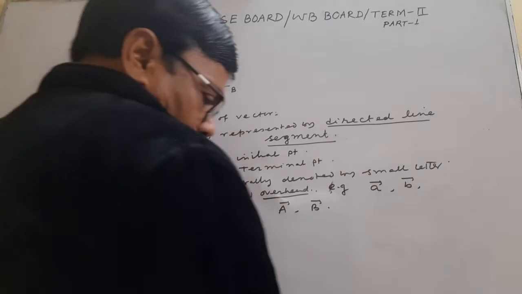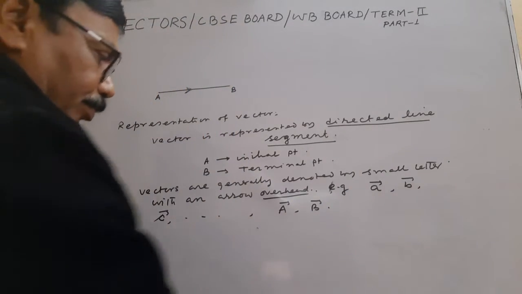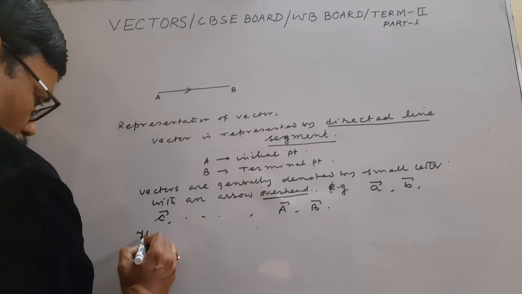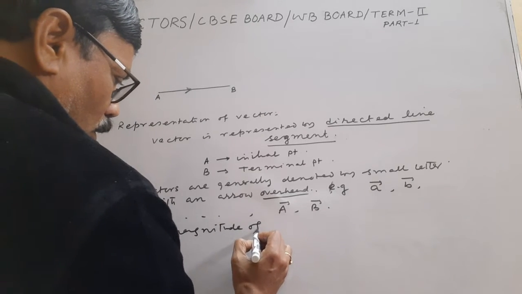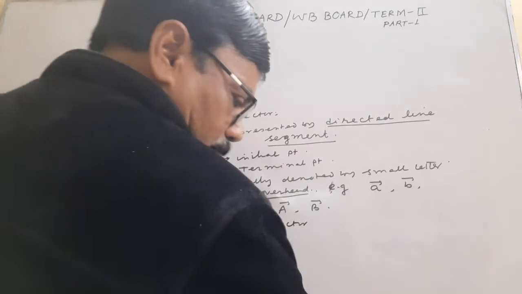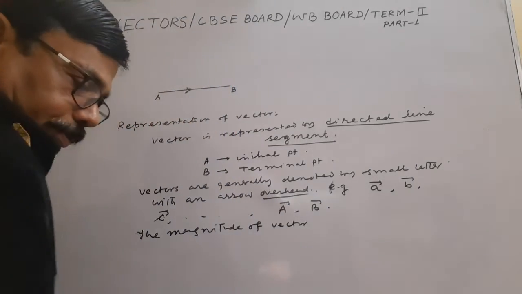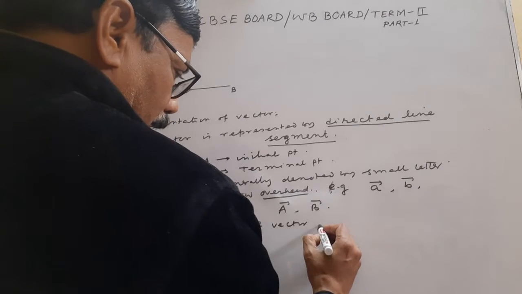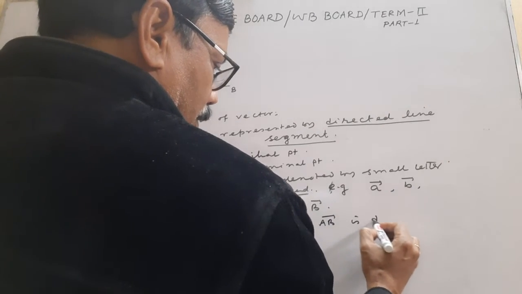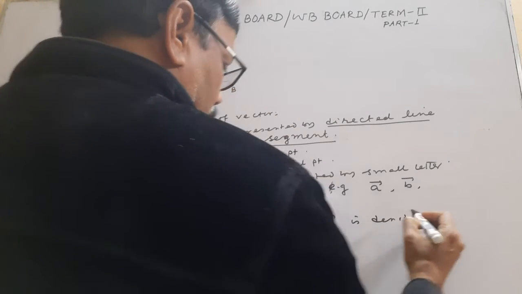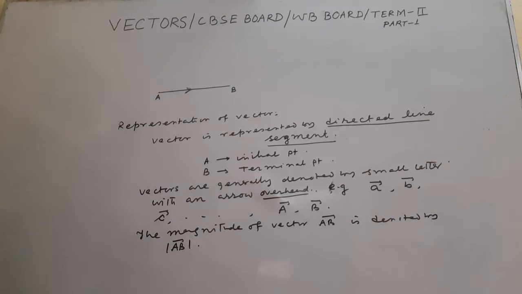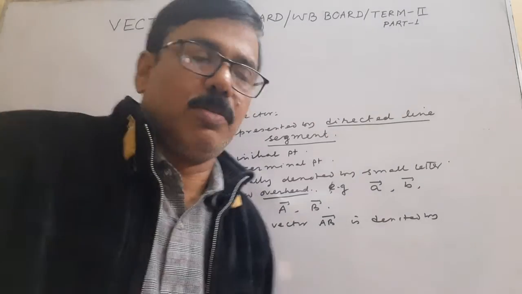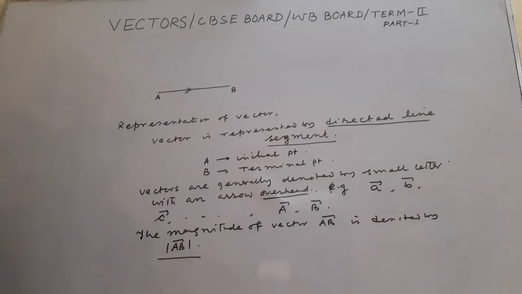Now, what is magnitude? The magnitude of vector AB is denoted by mod AB. This is mod AB.